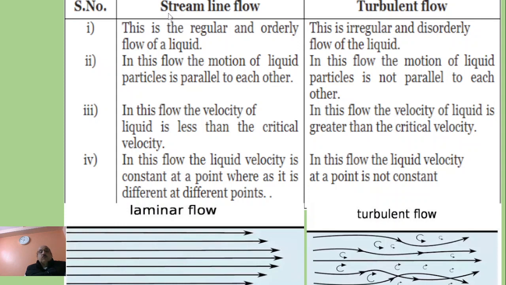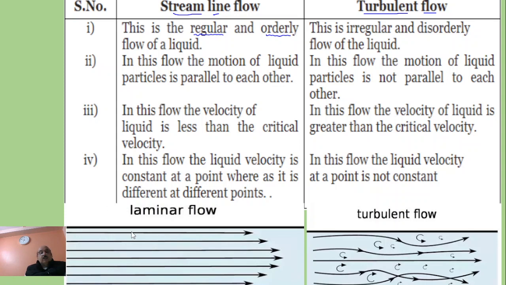The liquid flows in two ways. The first one is the streamline flow, and the second is the turbulent flow. What is a streamline flow? This is the regular and orderly flow of a liquid.